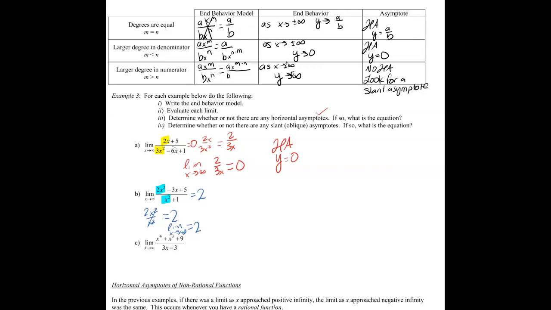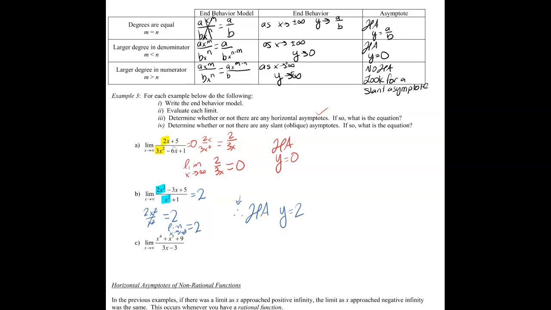Alright, and then what that means is that I am going to actually have a horizontal asymptote. Therefore, is what that three dots means. Therefore, I have a horizontal asymptote at y is equal to 2.